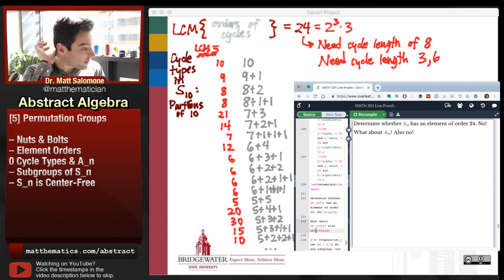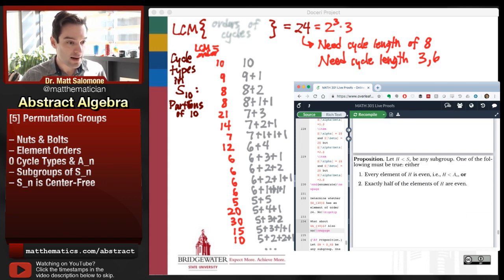So the point of this exercise is, again, if you're investigating the element order properties of permutations, the way to do it is to start listing out cycle types. And the least common multiple of the cycle lengths is going to determine the order exactly and uniquely.